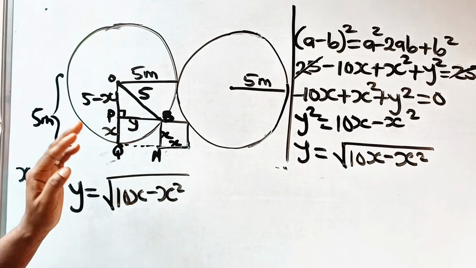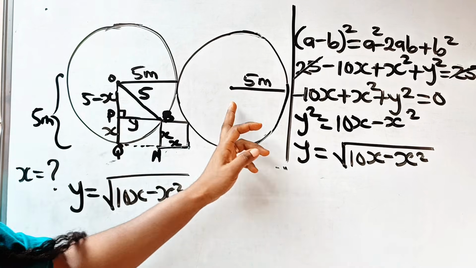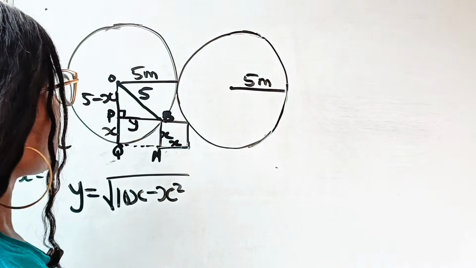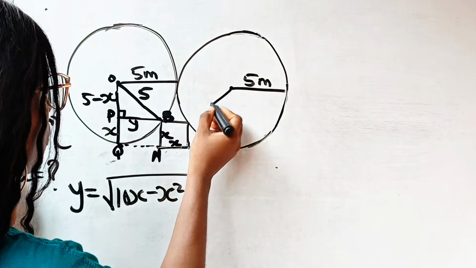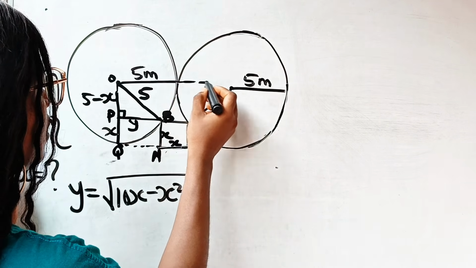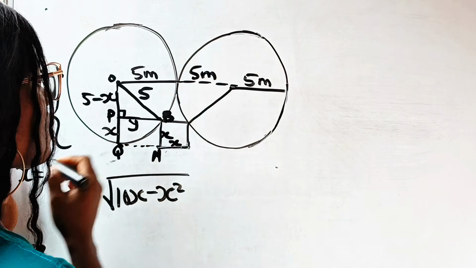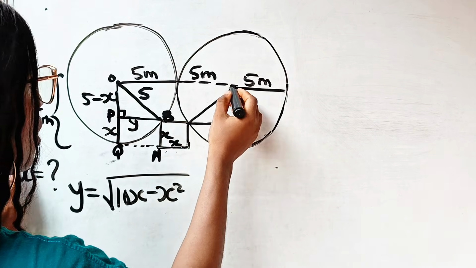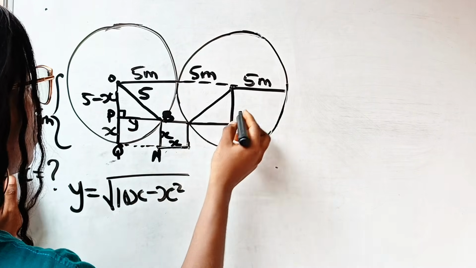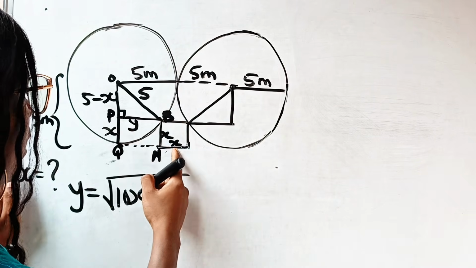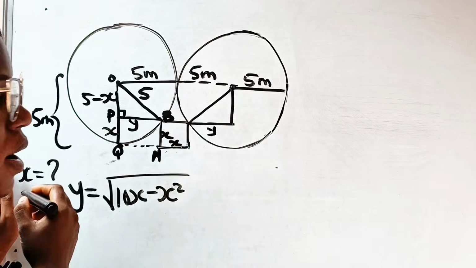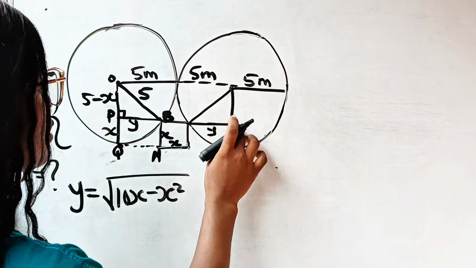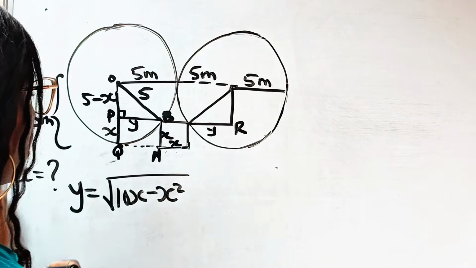All right. Now, what if we decide to replicate this triangle on the other circle? So if we do that, let's join this to this point. Then let's join this to this place. That means this is also 5 meters, right? Then we drop our parallel line and we drop this as well. So when you do that, since here is y, here is x, from here to here will also be y, right? But if this is P, let's call this place R.